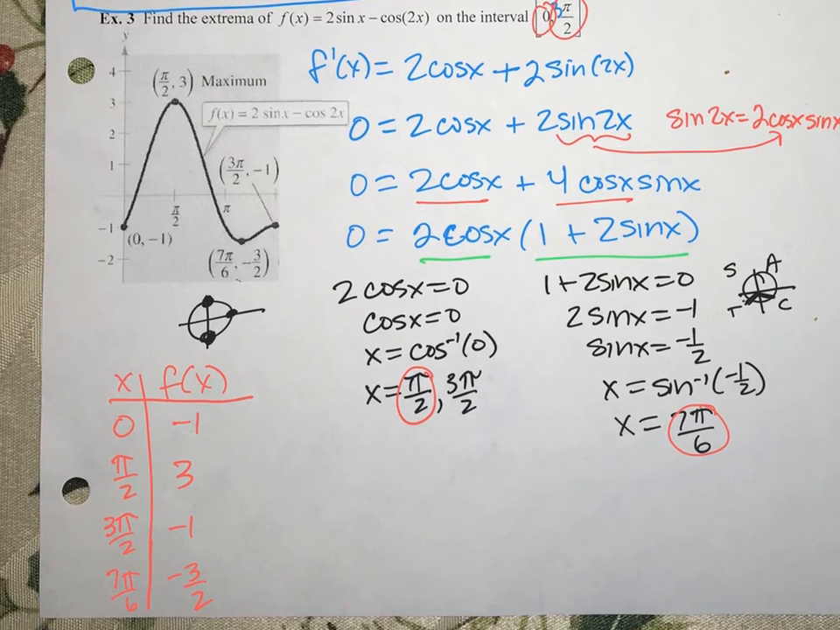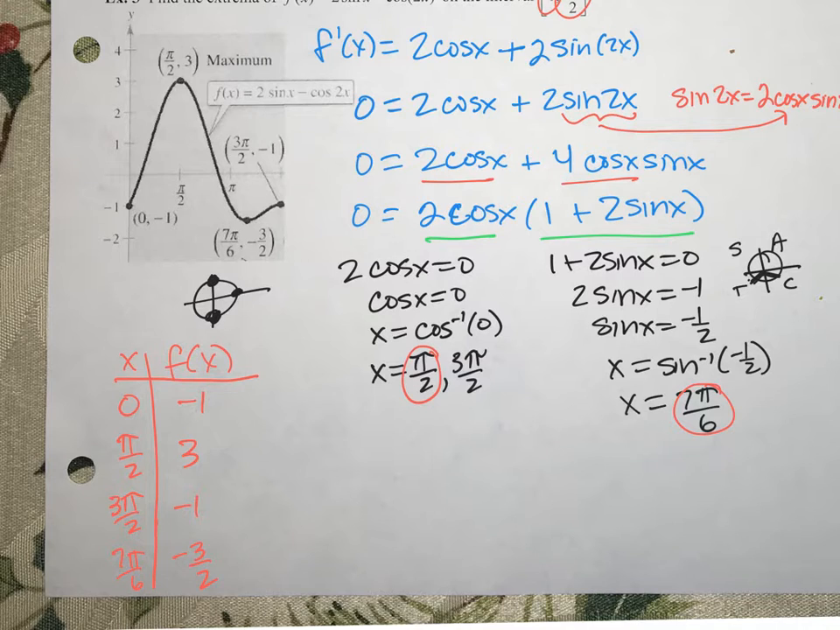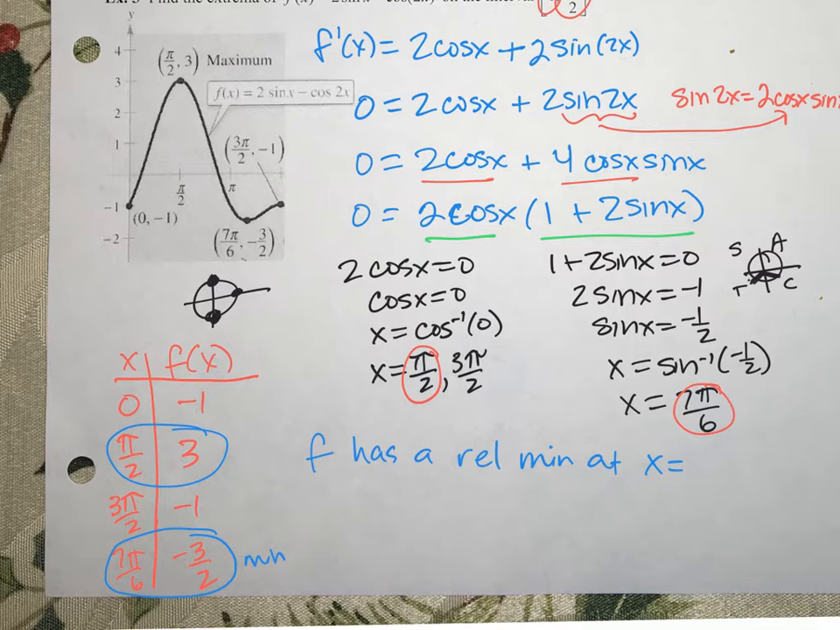And now let's take a look at our table and find our relative max and our relative min. So it looks like we have a relative min at 7 pi over 6. That's where we have the smallest value. And then a relative max at pi over 2. So our final answer will look like this: we'll say that f has a relative min at x equals 7 pi over 6 and a relative max at x equals pi over 2.